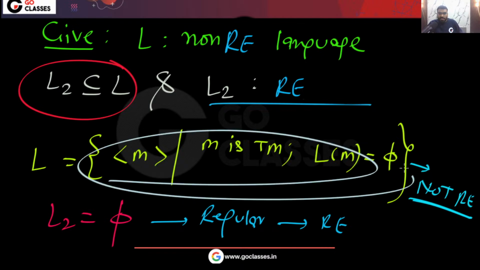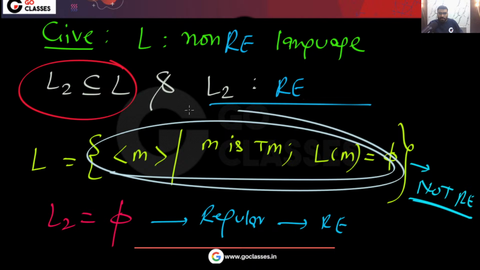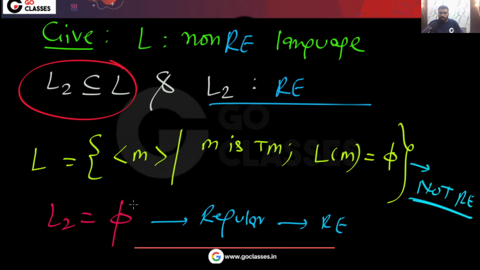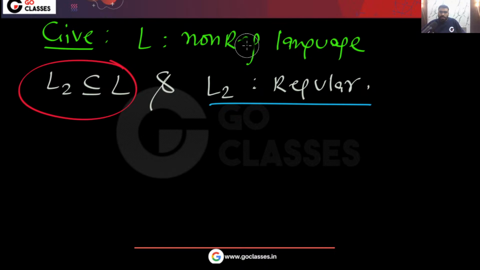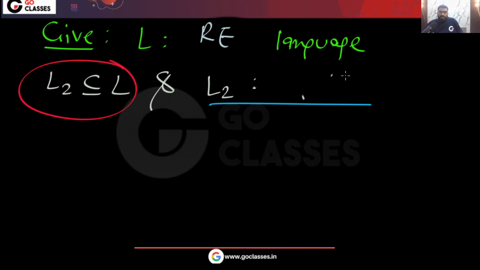So you can see this language L is actually not RE, but you can take its subset, the empty subset, which is RE. I hope you are getting my point. Is this clear? Please tell me. So you can do whatever you want. For example, give me an RE language whose subset L2 is not RE.